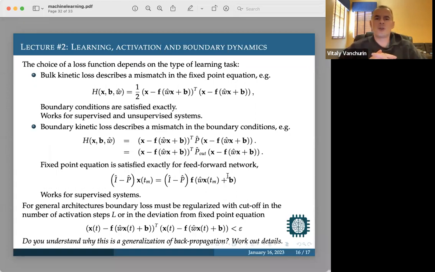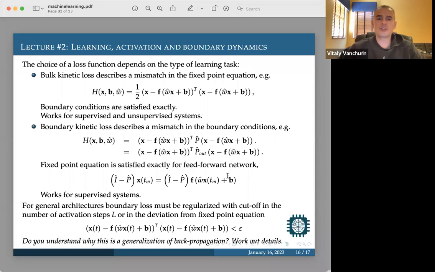All right, so we already discussed that the choice of loss function depends on learning, but it also depends on the type of learning task. And here I just want to discuss supervised versus non-supervised. Again, we did talk about this. Now we want to emphasize the main difference between the two in terms of the things we discussed today.